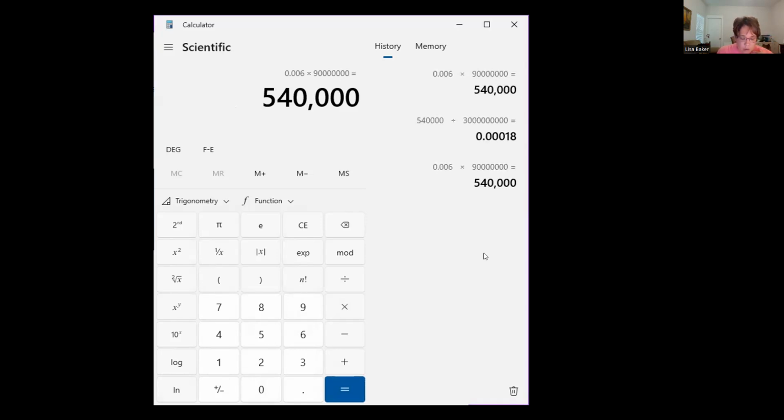Now I'm going to divide that by my denominator, which is 3 with 9 zeros: 1, 2, 3, 4, 5, 6, 7, 8, 9. So I get this, which is 0.000, so 3 zeros and 1 8. So 0.00018. All right, so now let's go back to our whiteboard.